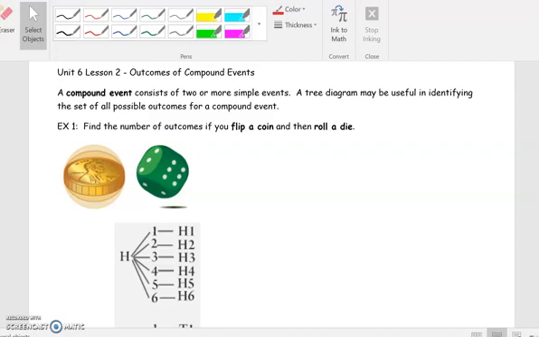Hi guys, today's lesson is on Unit 6, Lesson 2, Outcomes of Compound Events. A compound event is just putting together two or more simple events. A good way to see the number of total possible outcomes is to draw a tree diagram. So let's look at example number 1.